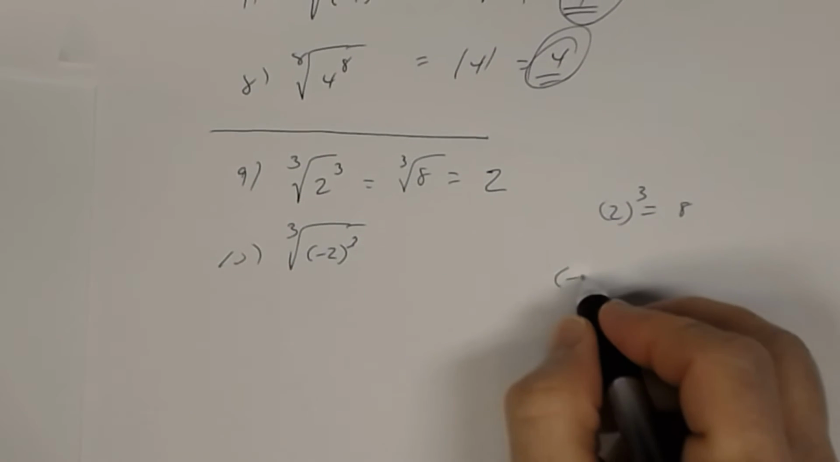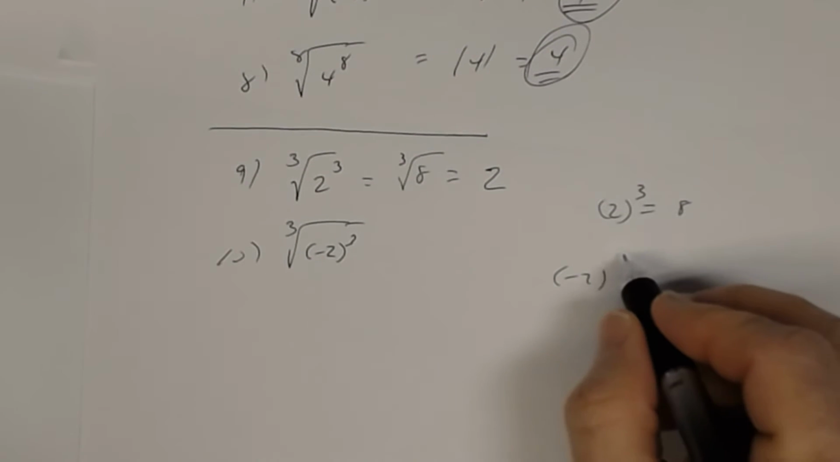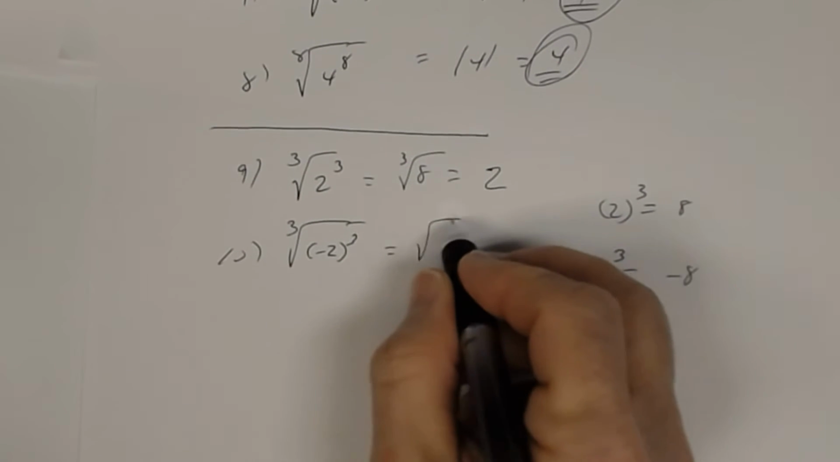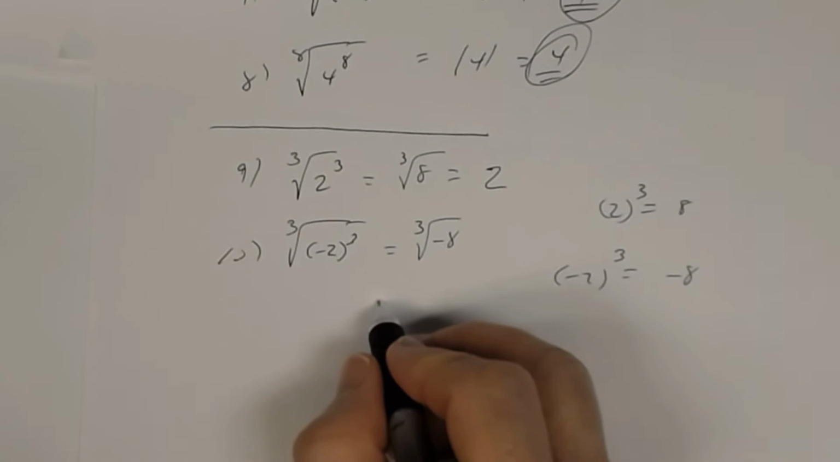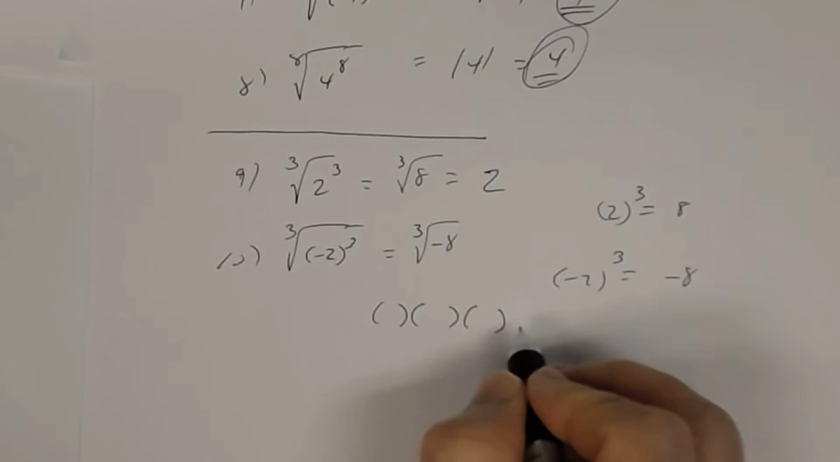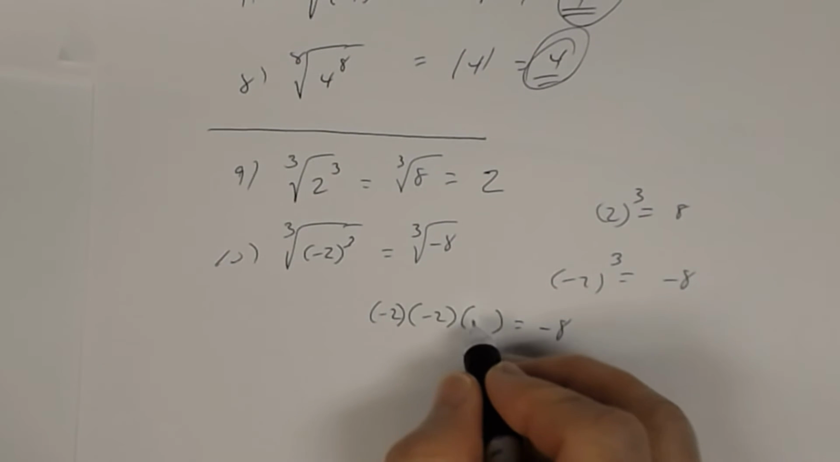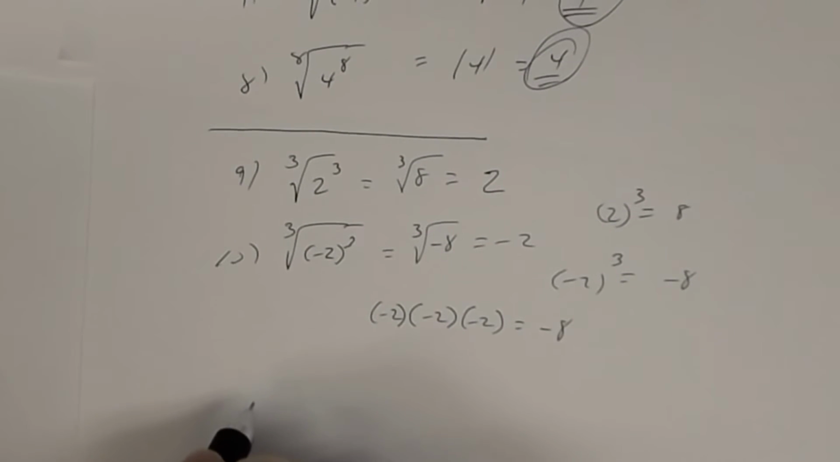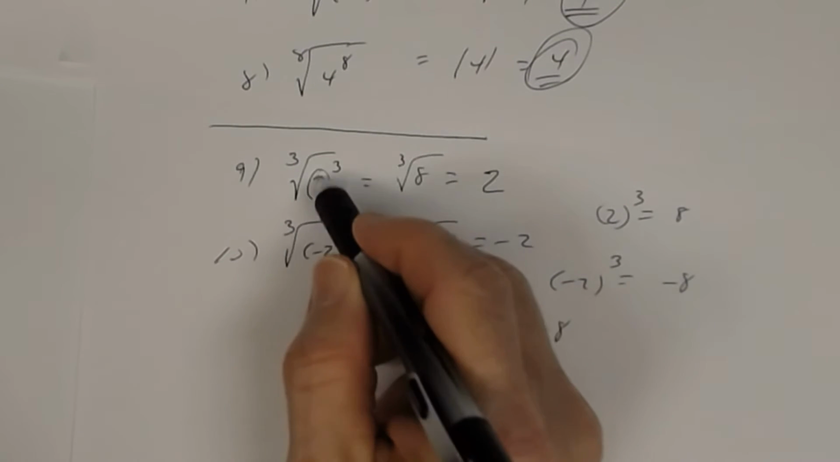Here, negative 2 cubed, a negative number raised to an odd power, is always negative. So a negative 2 times itself 3 times is a negative 8. So this becomes the cube root of negative 8. And you know the cube root of negative 8 means this: what times itself 3 times is negative 8? Well, a negative 2 times a negative 2 times a negative 2 is a negative 8. So the answer is negative 2.